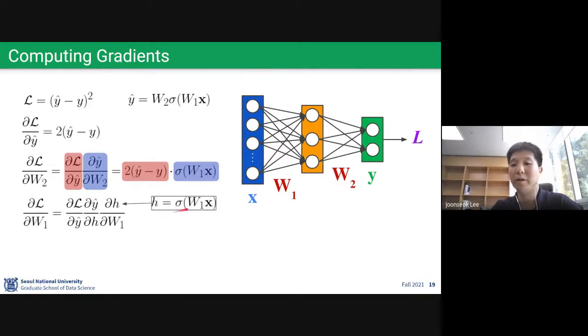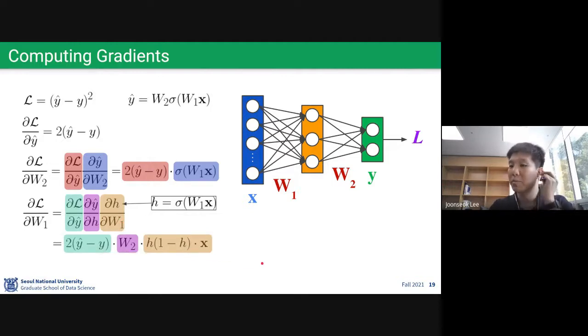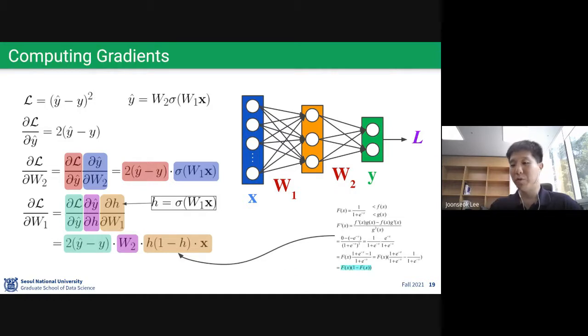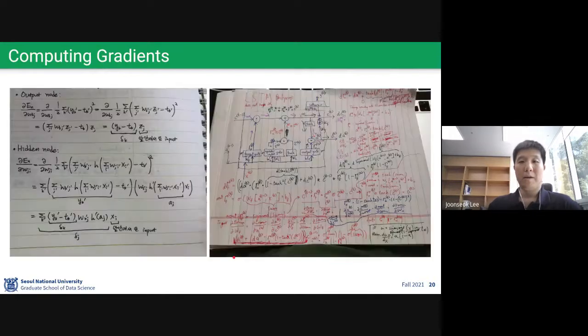We define this part as H. And when we take the partial derivatives, we will have these three components, and they are all multiplied. Because of the time, I will not go through all the details, but please double check if these are correct and just follow the math here. And for this part, you may use the fact that when you take the sigmoid derivative, it's itself times 1 minus itself. You may verify it over here.